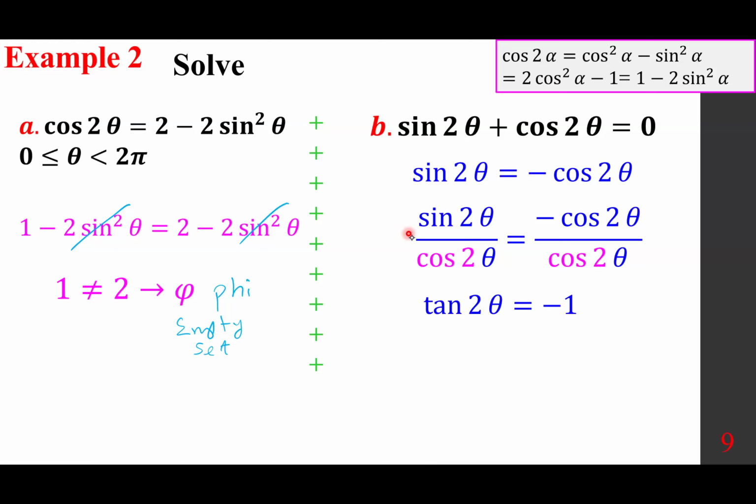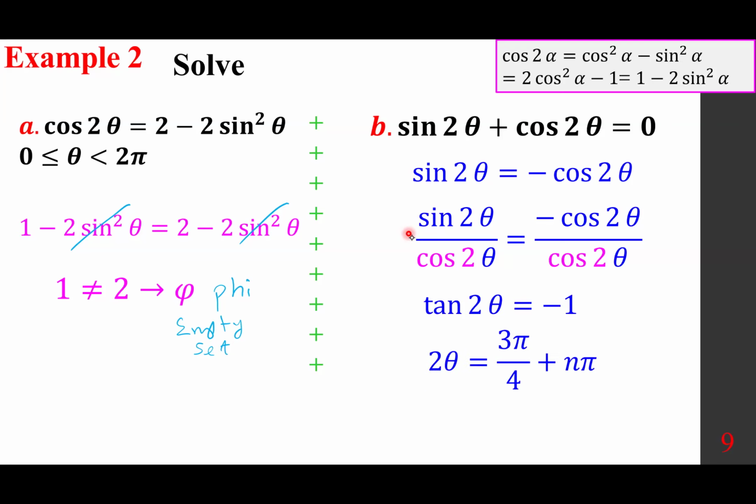Now, as you know, tan of 2 theta is equal to negative, and theta is 1 when it's pi over 4, and it's -1 when it's 3 pi over 4. Okay, tangent is negative in the second and fourth quadrant. So 2 theta equals 3 pi over 4 plus n pi.